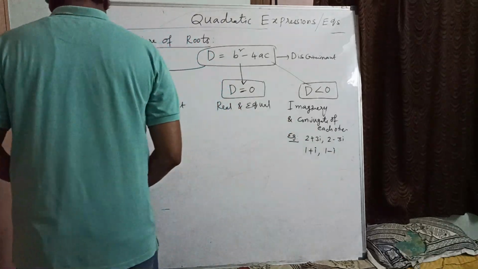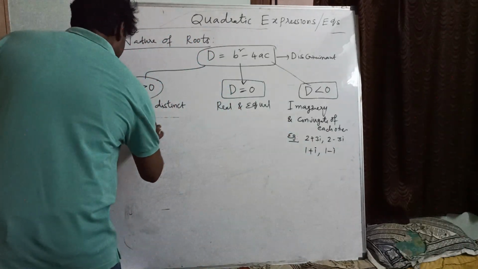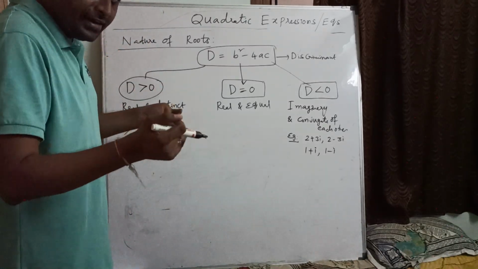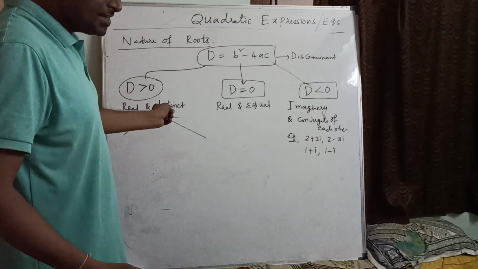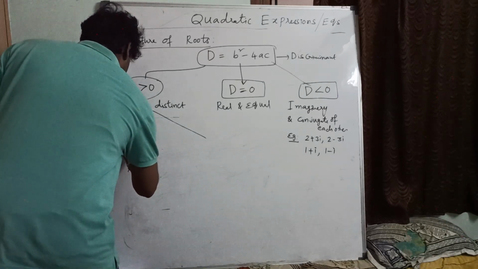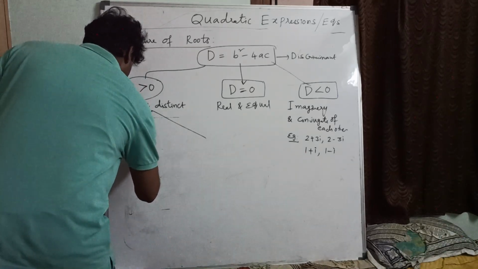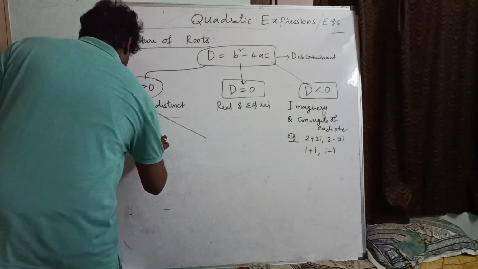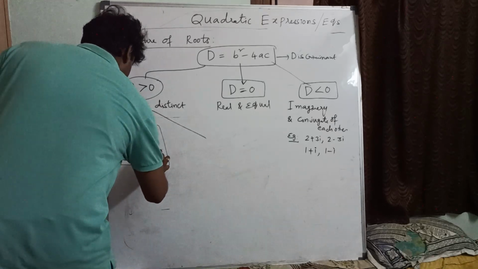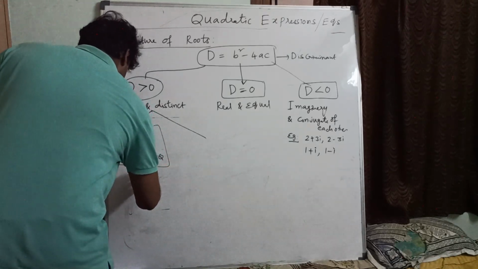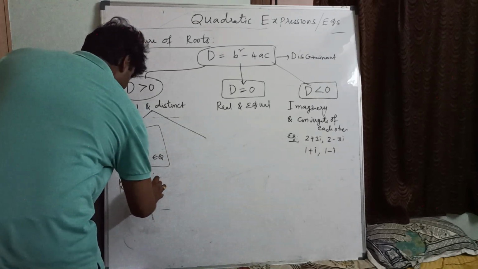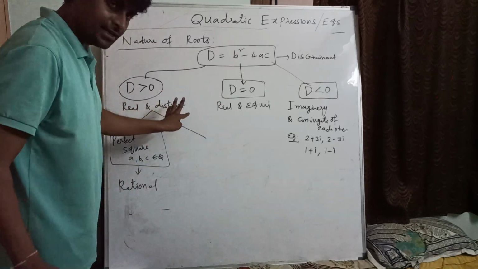So here real and equal, and here two more cases were discussed. Whenever the discriminant is greater than 0, and whenever it is a perfect square, what happens? Whenever it is not, what happens? So when it is a perfect square, and a, b, c belong to Q, then roots are rational. Roots are real and distinct, but rational.